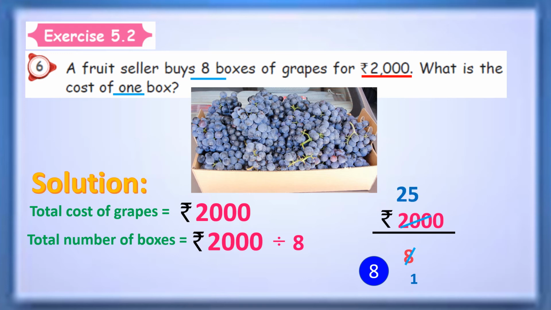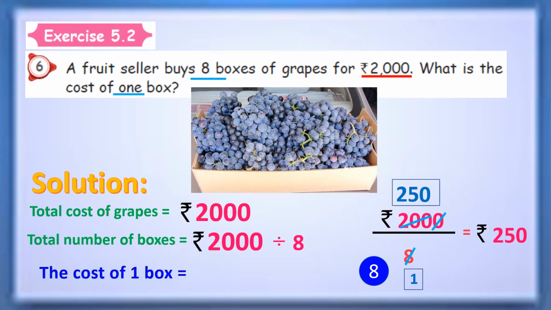So while doing sums only you will get this practice. Clear? So one more 0 is there. So cancel and join with that. So now we have 250 divided by 1. That's equal to rupees 250. So the cost of one box is equal to rupees 250. Do you understand? I think it's easy now.